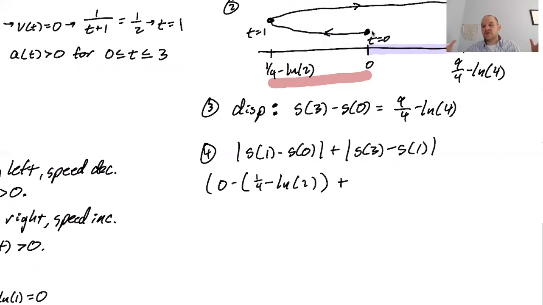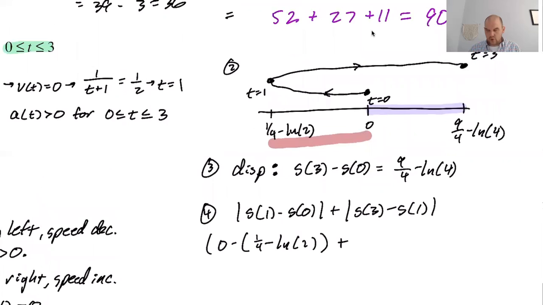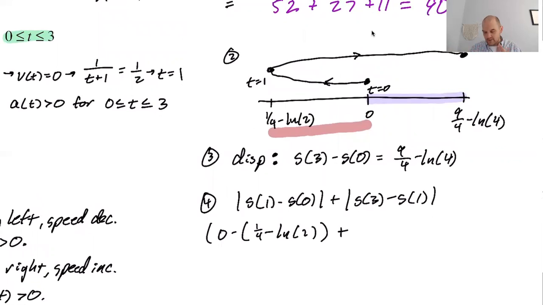Plus, and that's right take away left. Whenever you're finding a distance, it's going to be right take away left, or top take away bottom. One of those will give you a positive. And then S of 3 is way bigger than S of 1. So this will be S of 3, which is this, minus S of 1, which is 1/4 minus natural log of 2. Let me put that in parentheses, right? So it's S of 3 minus S of 1.